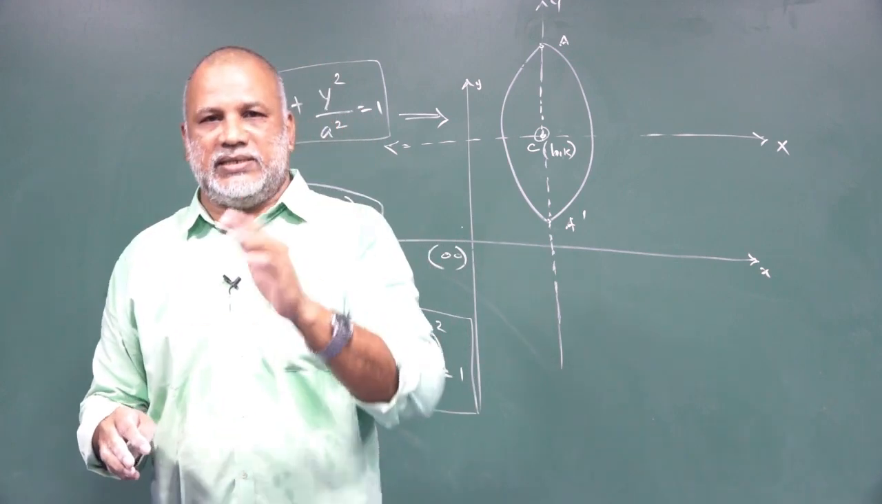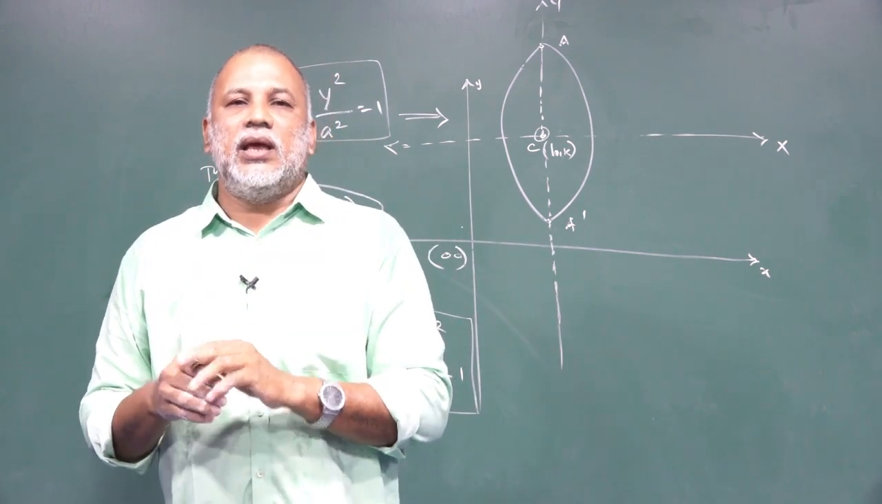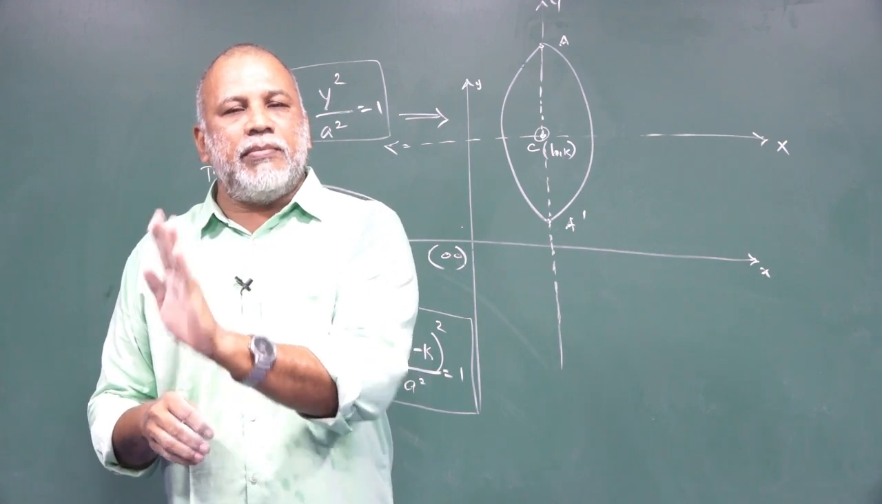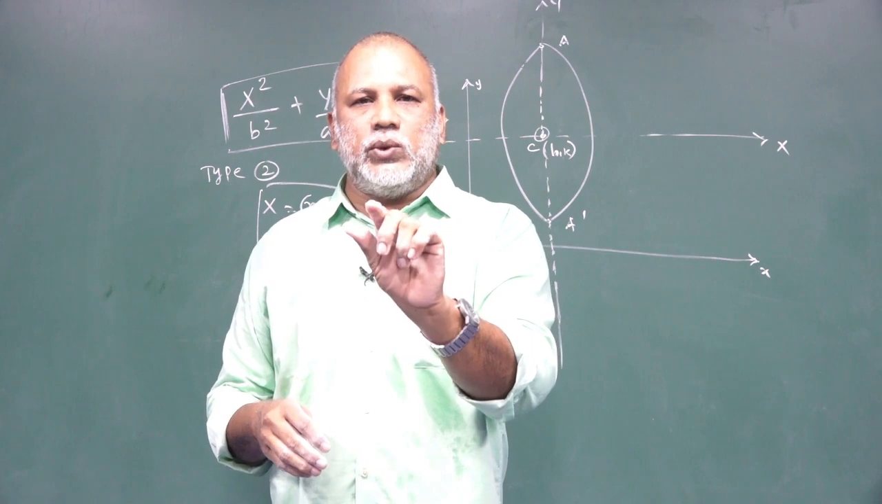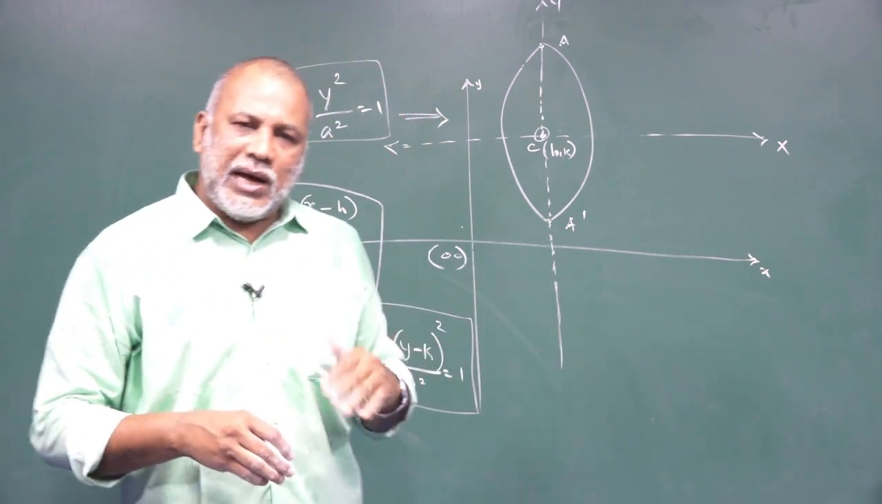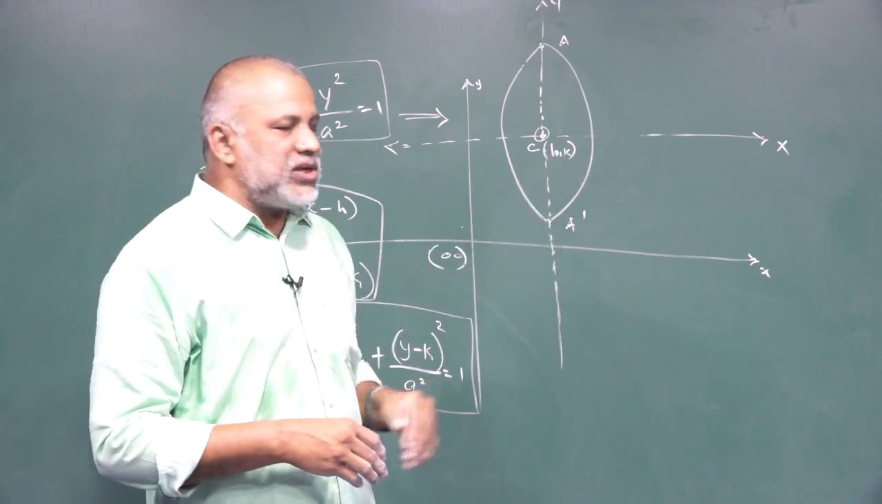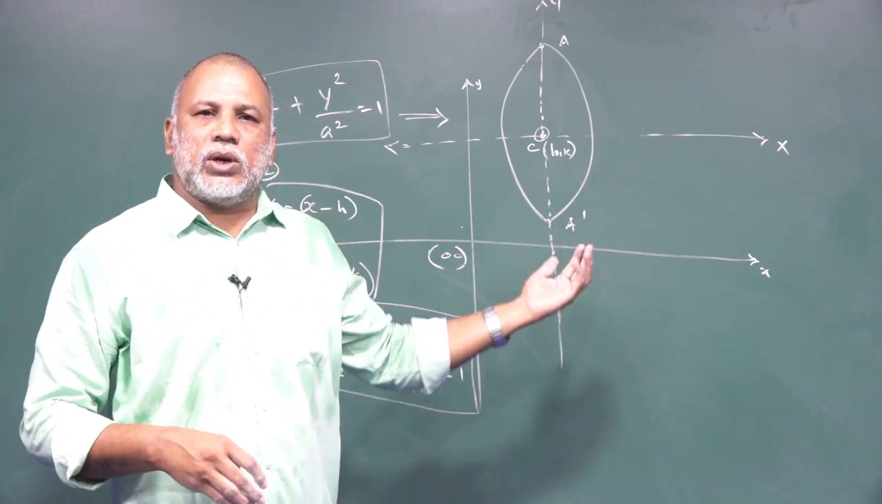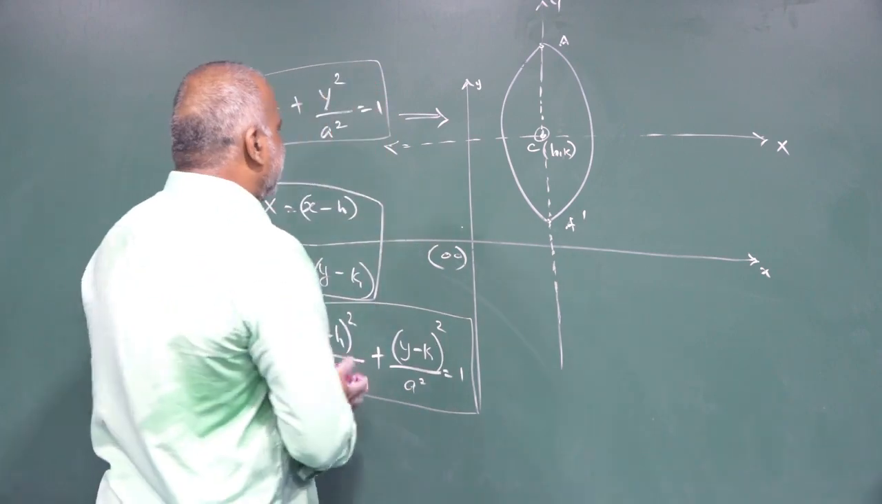The sum of the focal distances of any point on an ellipse is equal to the length of the major axis. That is FP plus F dash P equal to 2a. We just derived this. After that, if the center is shifting from 0, 0 to some other place h, k, then we are able to work out the logic from 0, 0 to h, k.